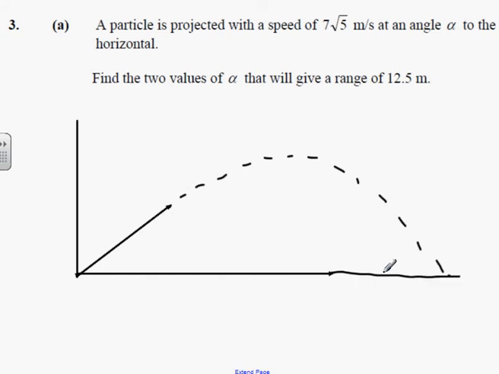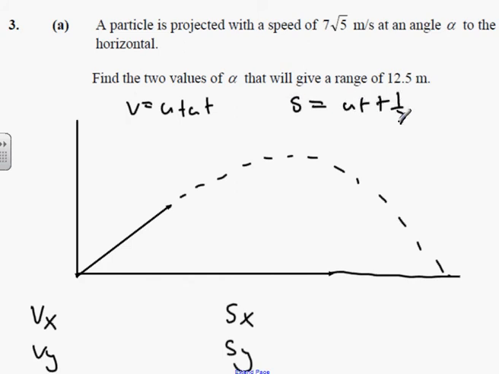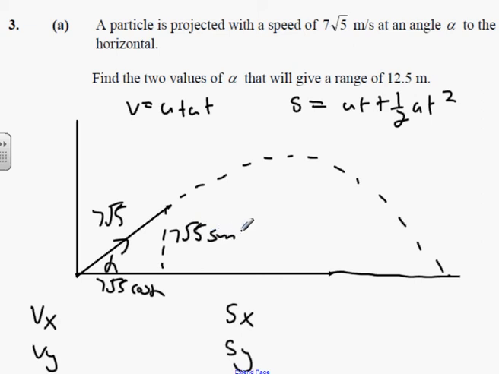Okay, so you have several formulas. You have vx, vy, sx, sy. v equals u plus at. s equals ut plus a half at squared. Now you have to resolve them into their parts. So if we fire this up at 7 root 5, and it's at angle alpha, that makes it 7 root 5 cos alpha and 7 root 5 sin alpha.